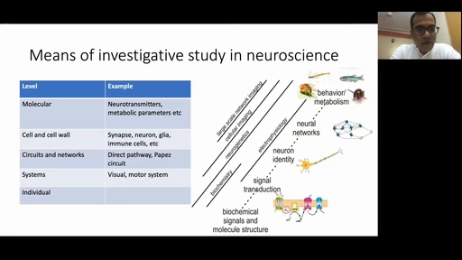All of these form circuits and networks, neuronal as well as non-neuronal circuits and networks. The common examples that we have are the direct pathway, motor pathway, the Papez circuit for memory, etc. And all these circuits and networks form systems. So we have the visual system. We have the motor system, somebody who walks. And all these systems eventually form an individual.